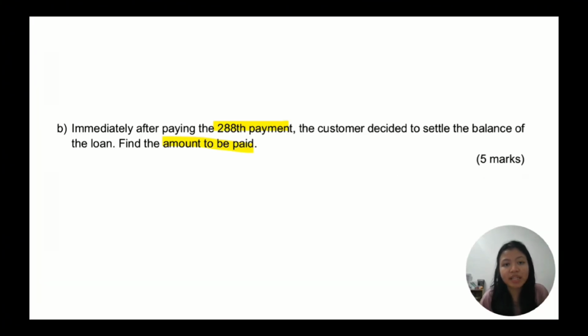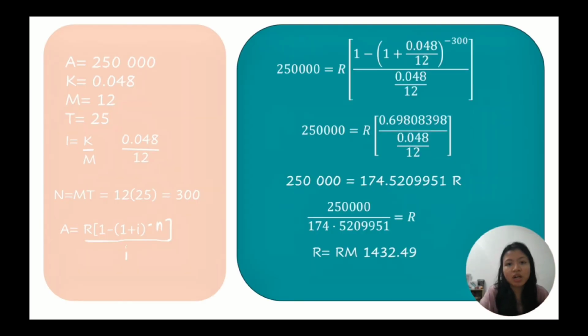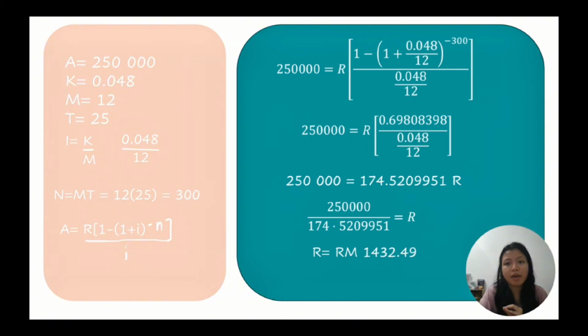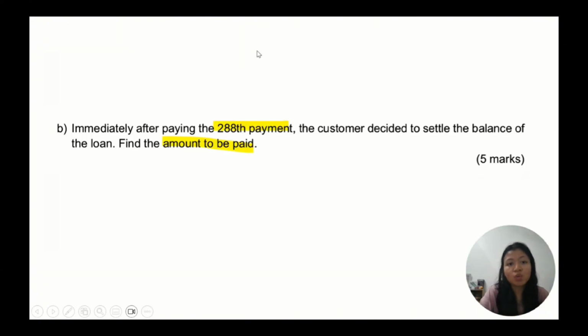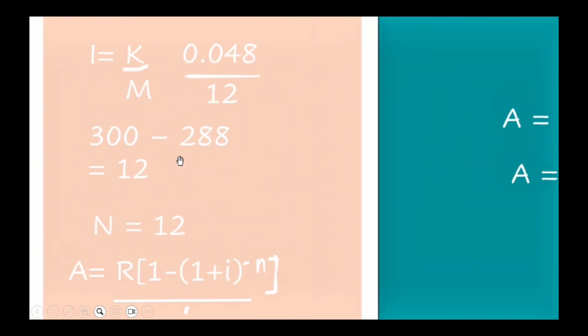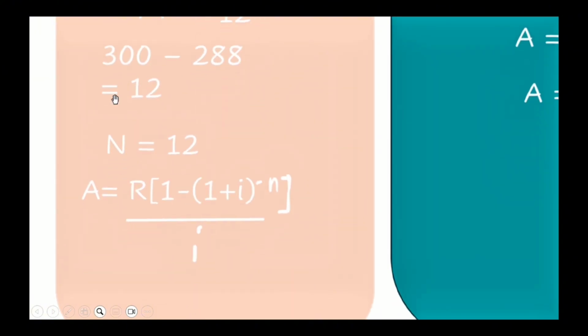Immediately after paying the 288th payment, the customer decided to settle the balance of the loan. Find the amount to be paid. So as we all know, the customer must pay back to the bank for 25 years. So 25 years multiplied with 12, we actually got 300. So the customer needs to pay to the bank 300 times. But the customer only paid 288. So 300 minus 288, he or she actually has 12 payments left. So the 12 is going to be our n.